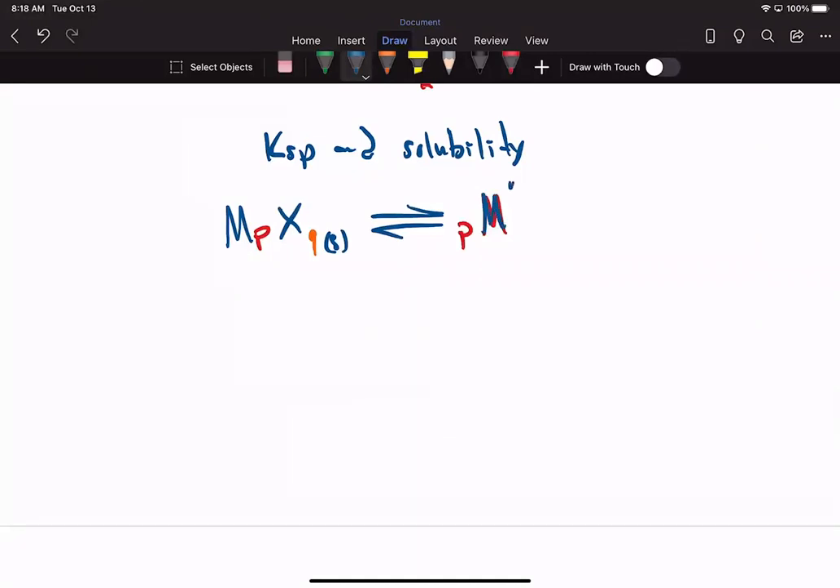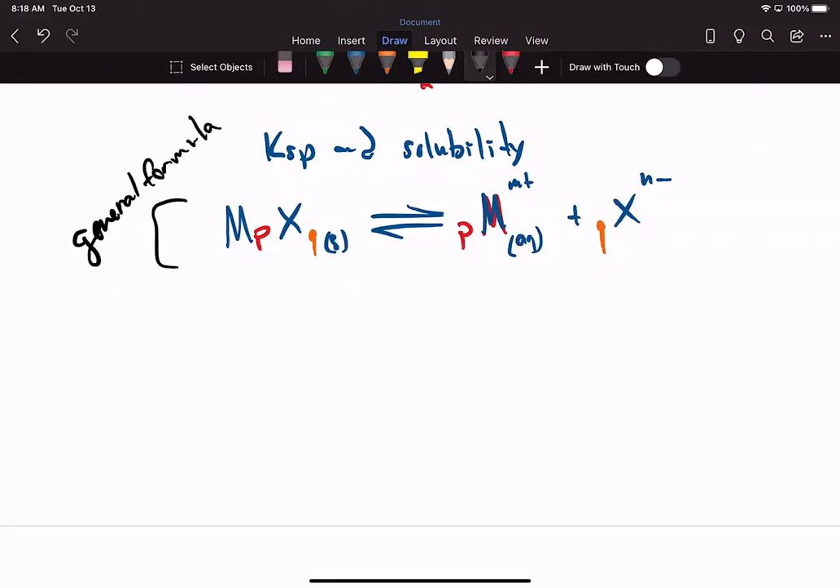We have the metal charge, which is going to be a positive charge there. We're going to have that as aqueous because we're dissolving it. Then however many moles of my anion, and then the negative charge on that anion. So if we had to, we could just follow this general formula here. So I'm just going to put general formula.